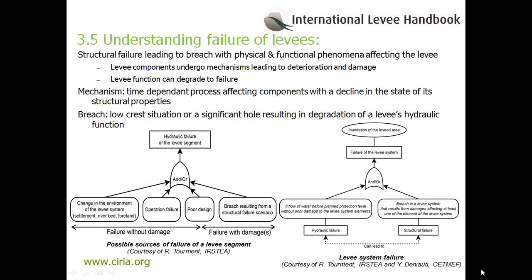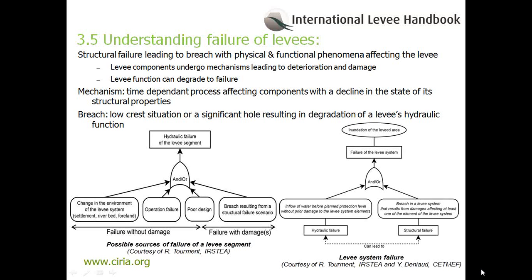A structural failure scenario leads to a breach and consists of a process which involves both physical and functional phenomena affecting the levee segment. The components of the levee undergo mechanisms leading to deterioration and damage, and the function of the levee can degrade to ultimate failure or breach.